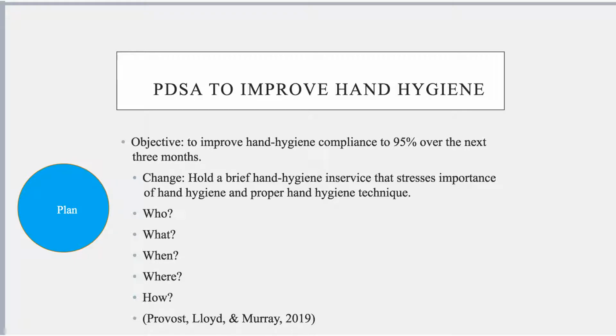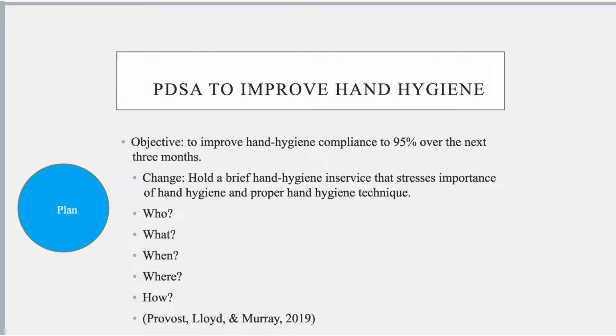The what is the use of hand sanitizer or soap and water before and after each patient encounter, and that is what we will be measuring. When this should be over the next 3 months, as stated in the objective, and probably on random days chosen by the office manager. Where is in the primary care clinic. How we plan to do this is direct observation or observation through security cameras.